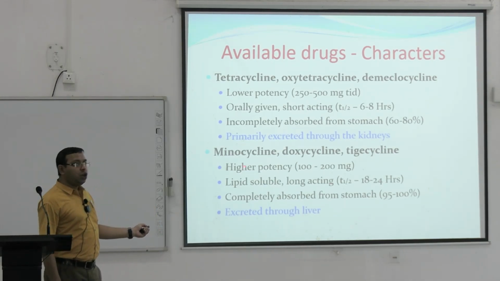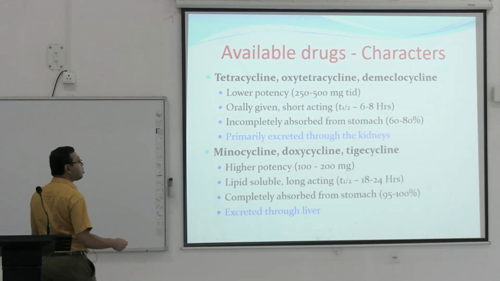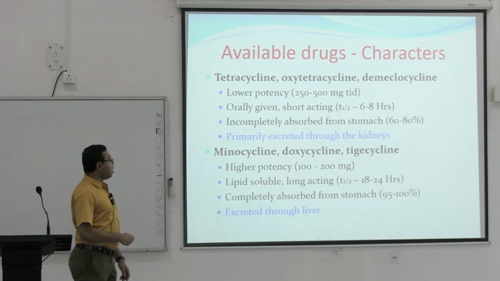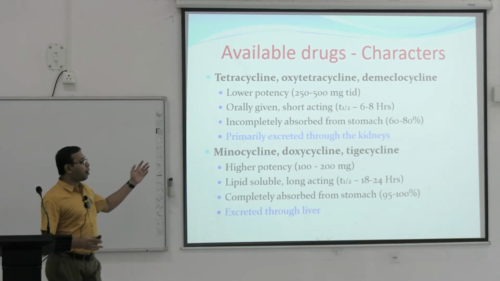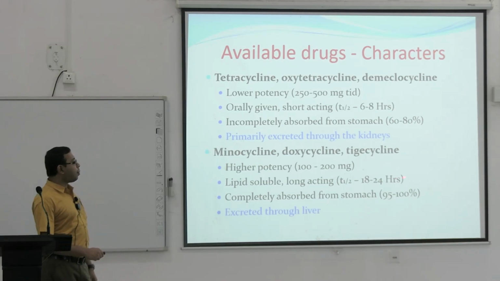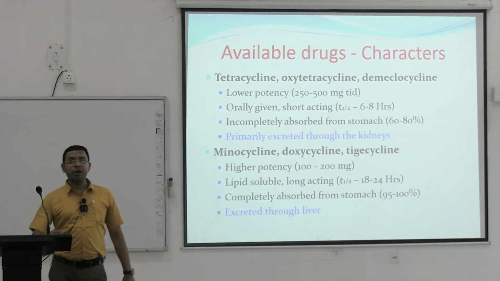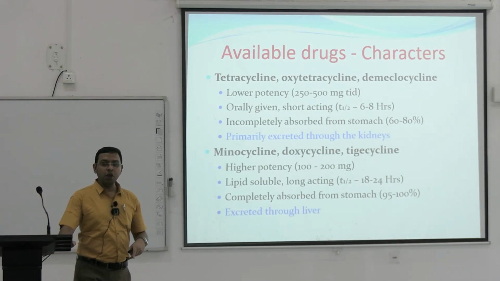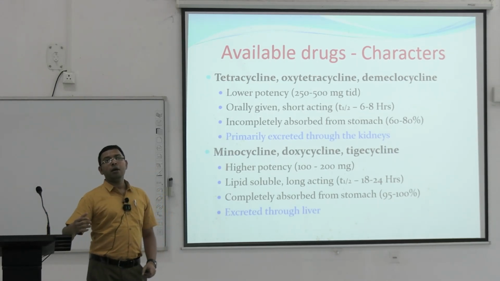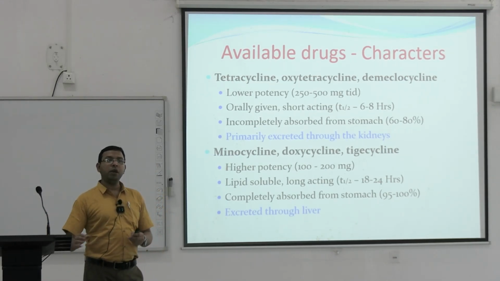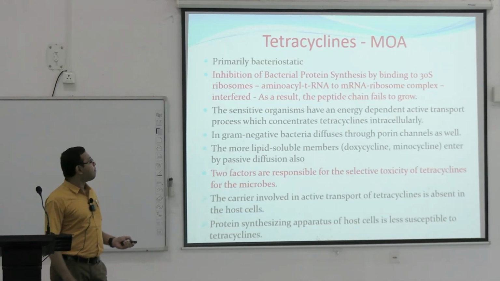And the newer ones like minocycline, doxycycline and tigecycline have higher potencies, 100 to 200 milligrams. Long acting, we have already seen, in comparison to the previous ones, completely absorbed from the stomach and excreted through the liver. So there is a difference of excretion in the older tetracyclines and the newer ones. The newer ones are mainly excreted through the liver. That's why they can be used in chronic kidney disease. If the kidney is already compromised, we can use these ones but not the older ones.